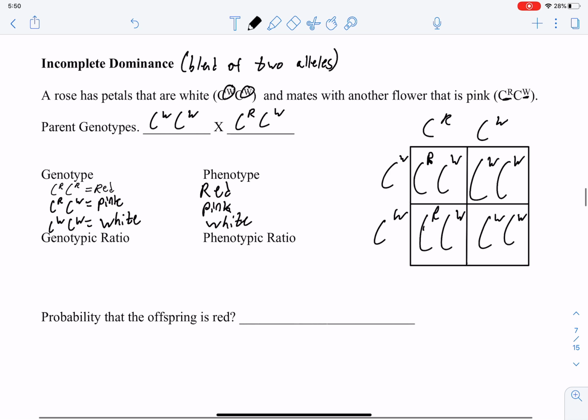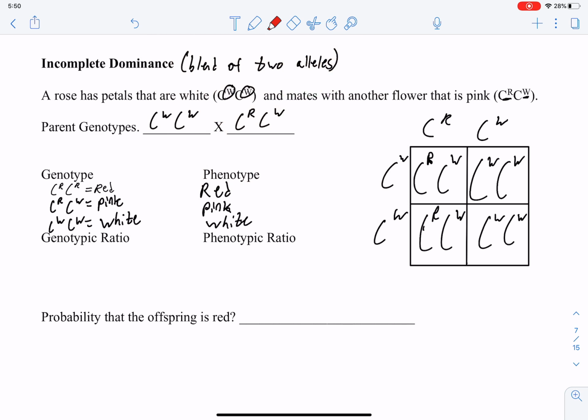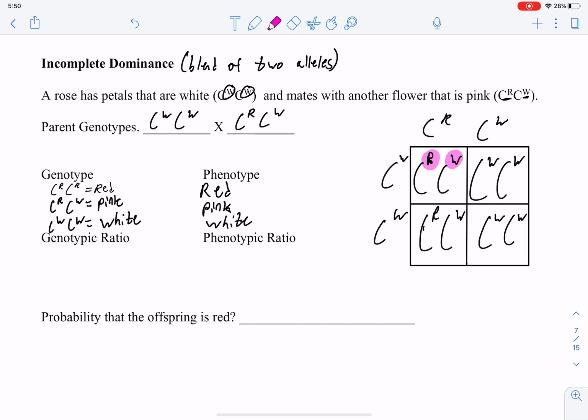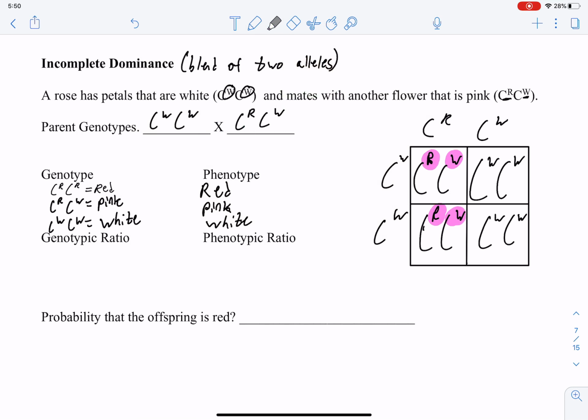Okay, so let's do some highlighting here. We're looking at anything that is heterozygous, an R and a W, those are going to be pink. So we can see this individual here is going to be pink, and this one's going to be pink as well. Anything that is RR, or homozygous for R, is going to be red. We don't have any of those. And anything that is homozygous for W is going to be white, and we have two of those.